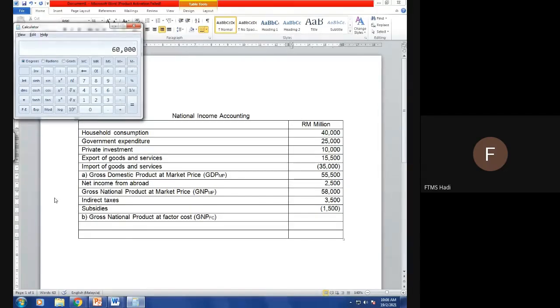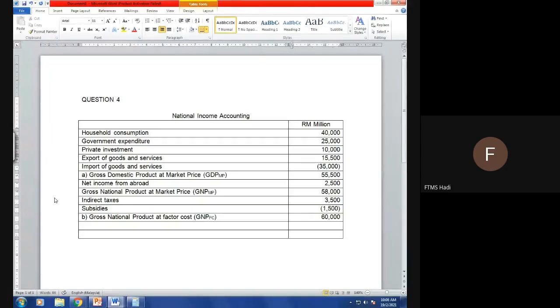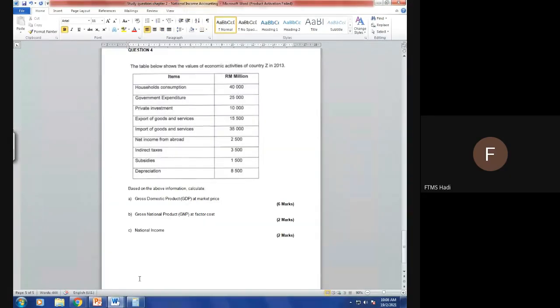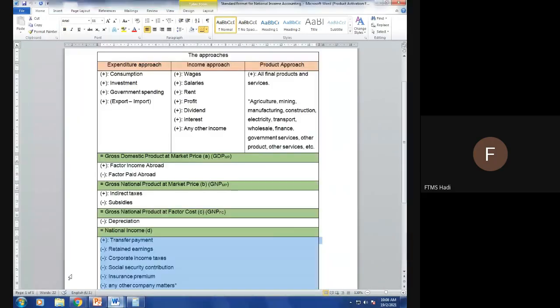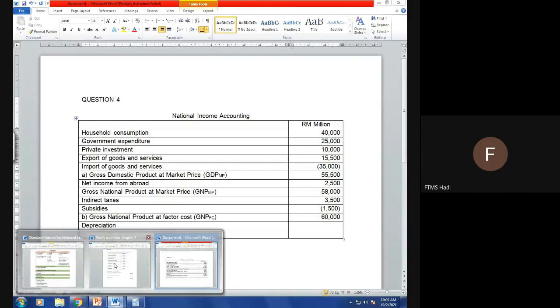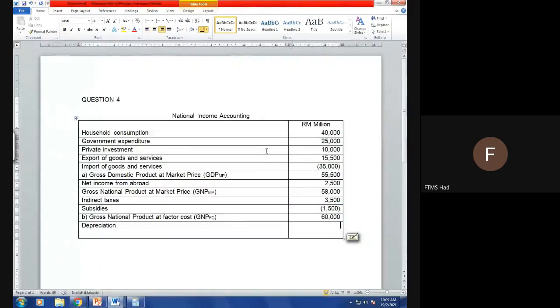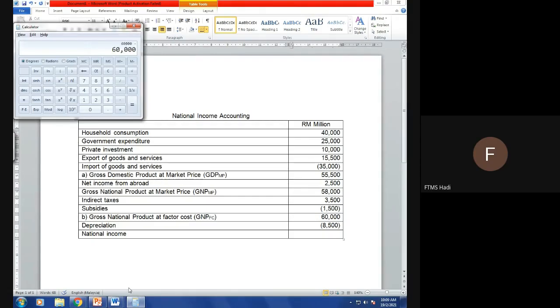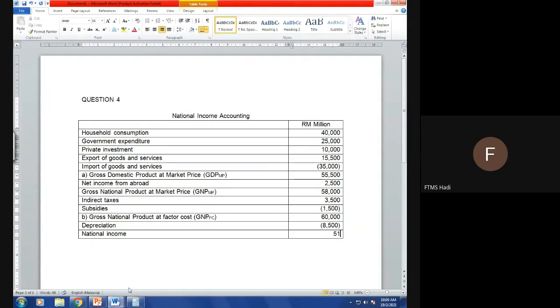And the last one, the question is national income, right? For national income, the formula is minus depreciation. In the question, depreciation is 8,500. Minus that from the previous answer and you get national income. Done. That means until question C.